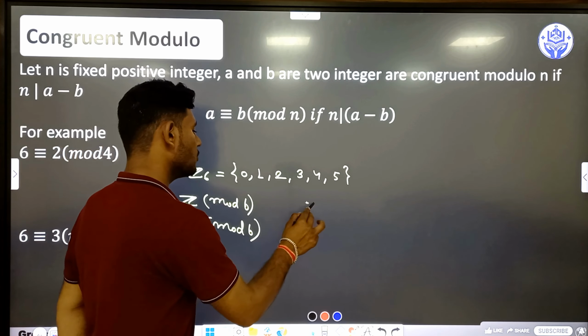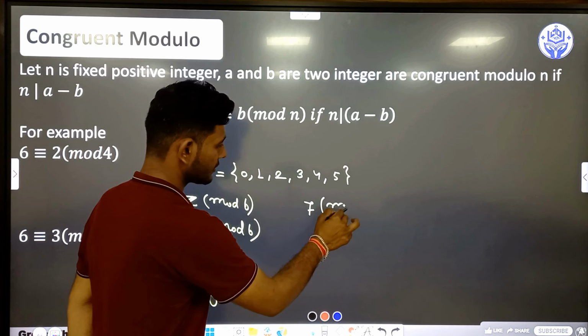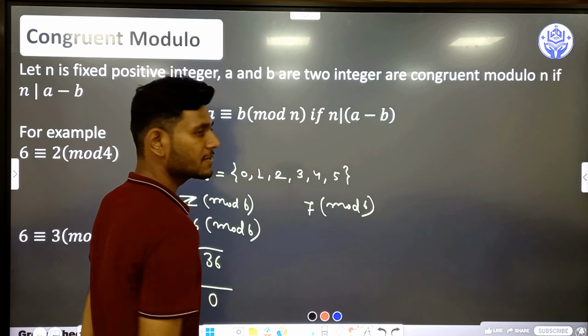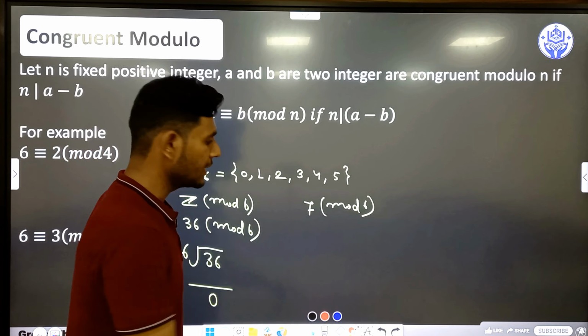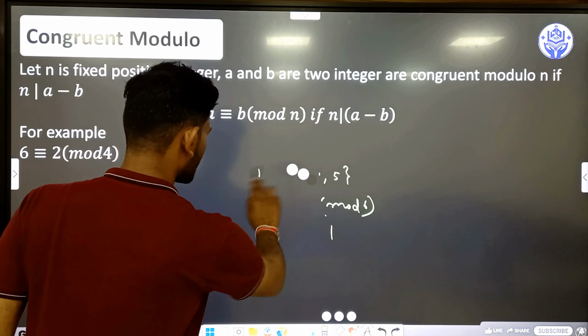What about 7 mod 6? 7 mod 6 means 7 divided by 6, what is the remainder? If we divide one time, we get remainder 1. It means this takes 1, and 1 is also here. So this is a particular set containing all the integers with modulo 6. This is the meaning of modulo here.